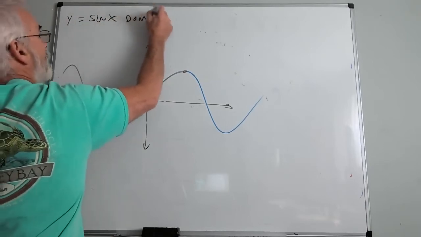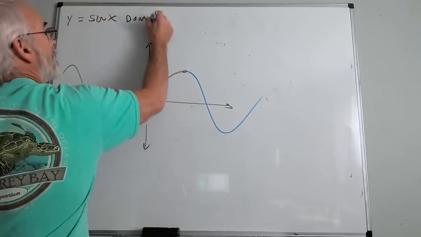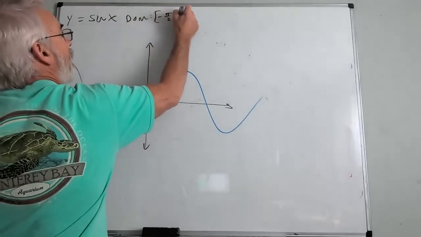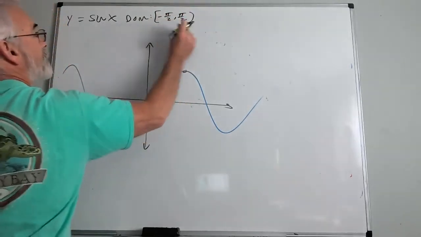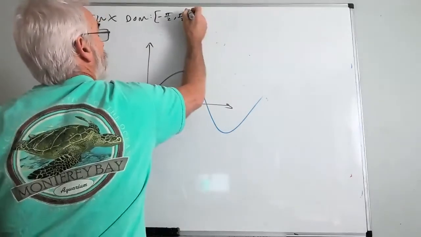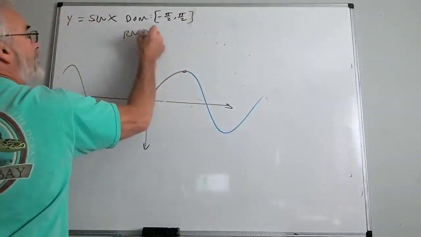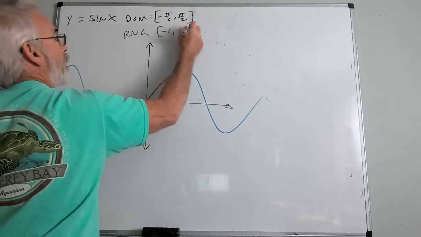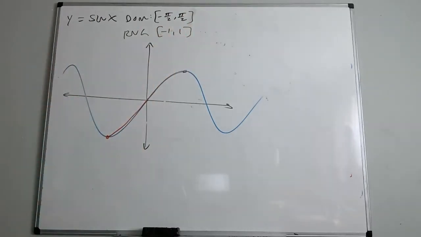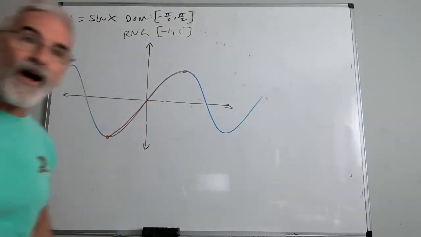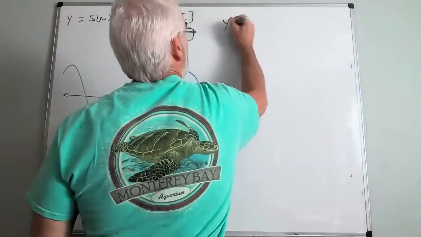So if I restrict the domain of the sine function, so y equals sine of x, and I make the domain only -π/2 to π/2, you notice that's a bracket, it's hard to tell. And I know the range is -1 to 1. If I take that portion only, then I can define an inverse.